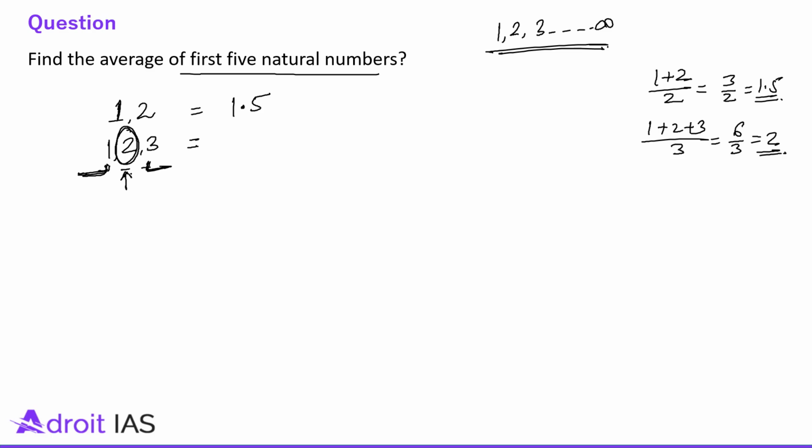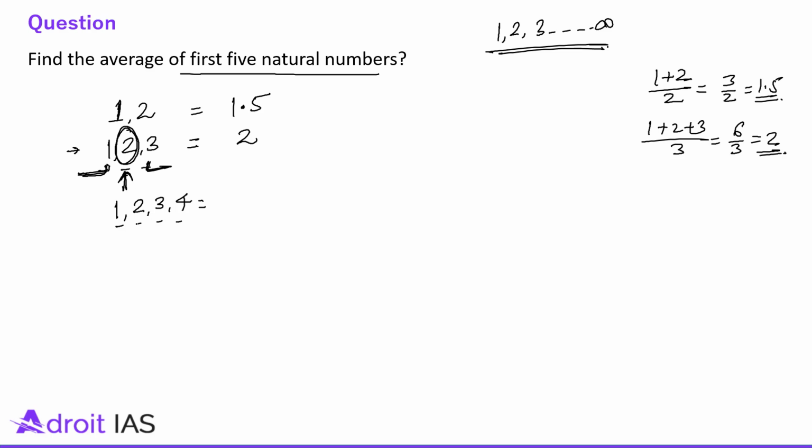I repeat, if we have three consecutive terms, then exactly the middle term will be the average, right? So the answer is 2. Now 1, 2, 3, 4. If I have added one more term, then what will be the average?